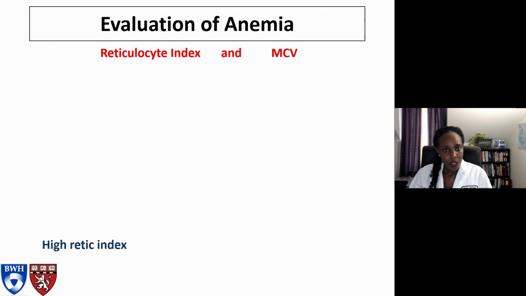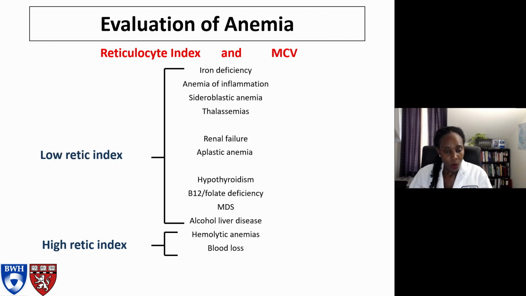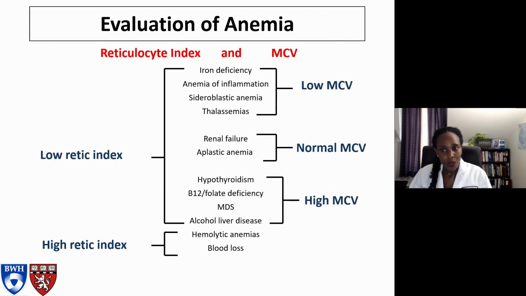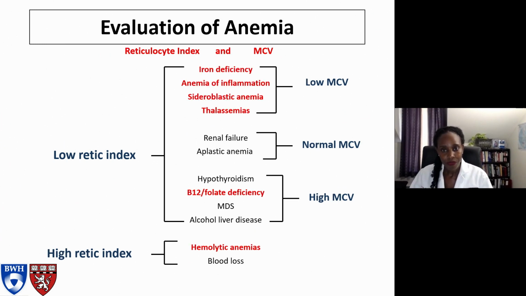When we put together the reticulocyte index, which when high indicates either hemolysis or blood loss, and when low, associated with a particular MCV, in every case of anemia, our differential is pretty narrow. So it makes it easier for us to hone down on the cause of a particular anemia. Today, we're going to try to go swiftly through iron deficiency, anemia of inflammation, sideroblastic anemias, thalassemia, B12 and folate deficiency, and the hemolytic anemias.